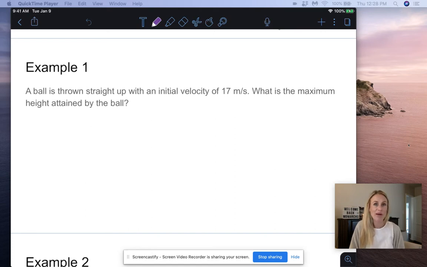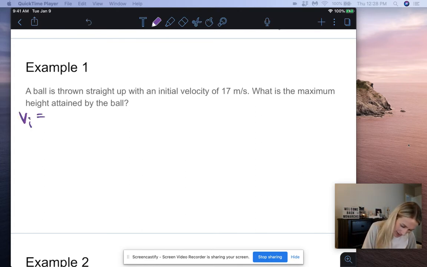Okay, so let's do some problems with this free fall. Example number 1 says a ball is thrown straight up with an initial velocity of 17 meters per second. What is the maximum height attained by the ball? If we throw the ball straight up, I'm going to call upwards the positive direction. Again, you don't have to, but I'm going to. So my initial velocity is a positive 17 meters per second.